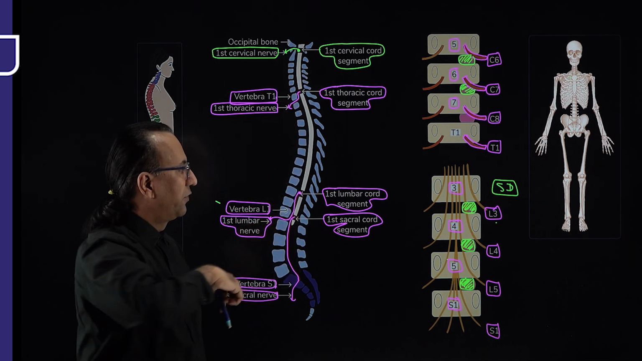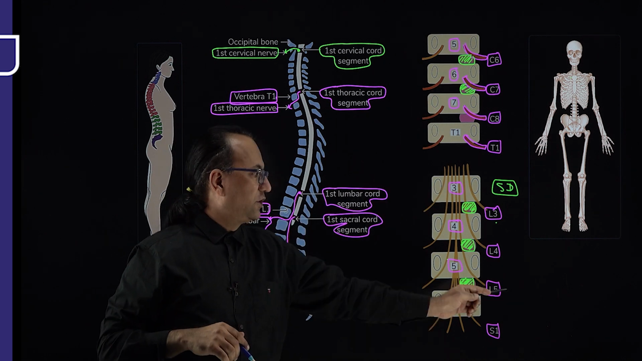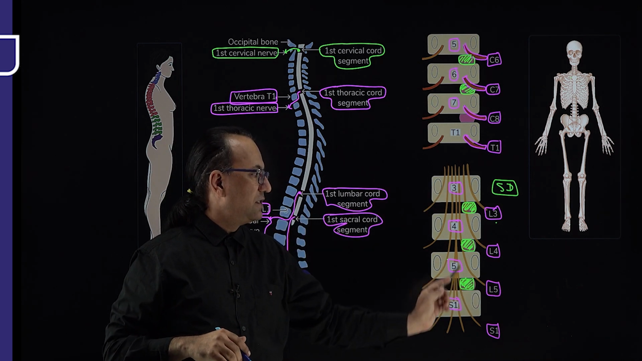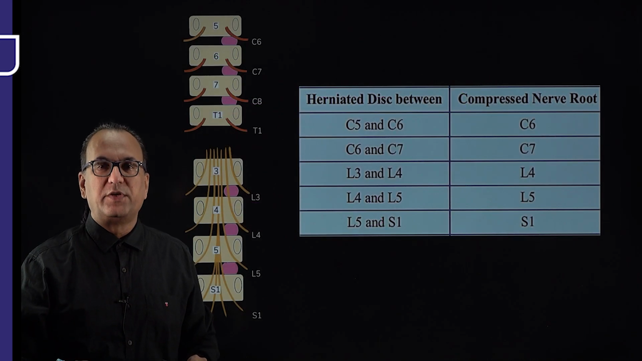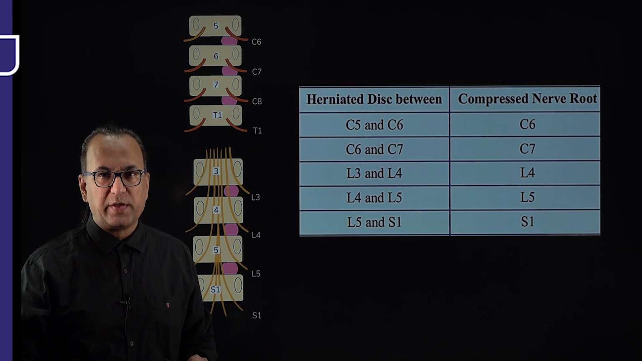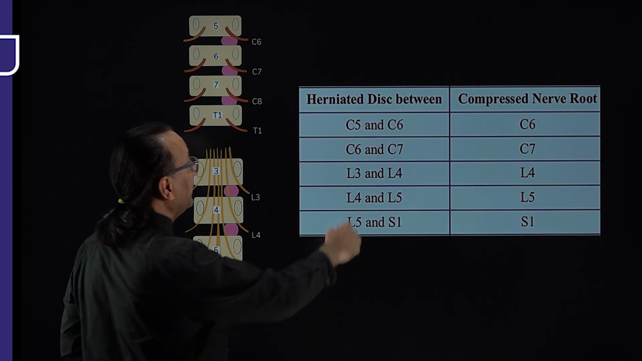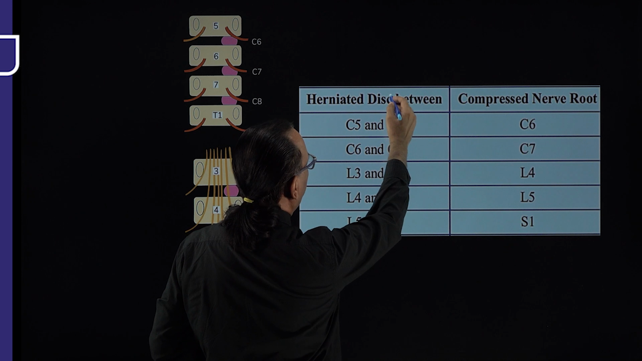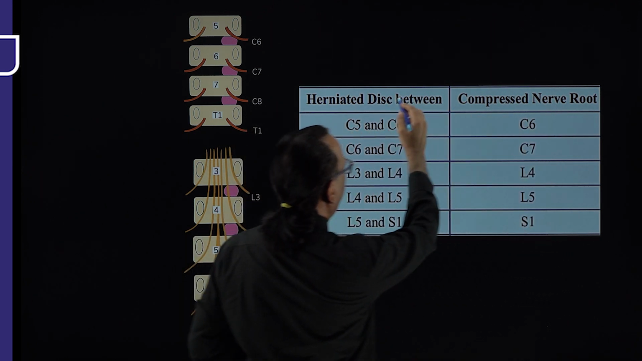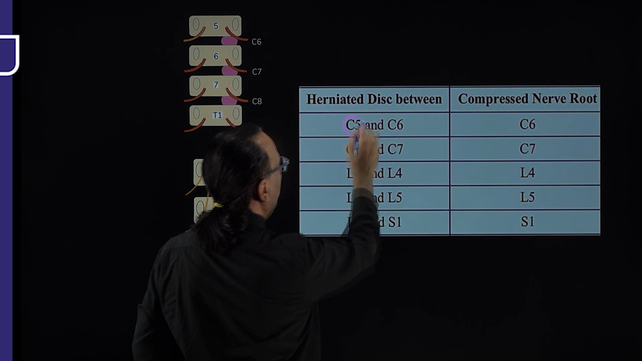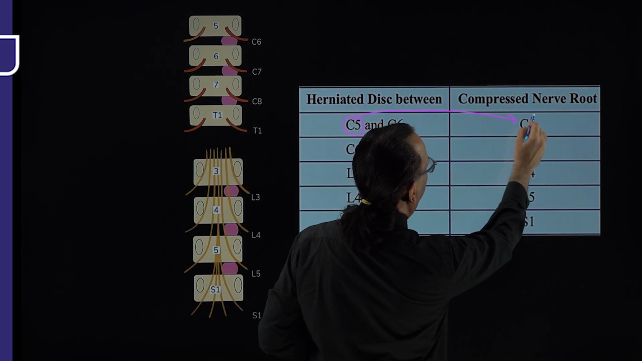Now, what about the trick? How will I know which nerve is involved when there is a slip disc at one particular level? So here is the table which can be used as a trick to reach your answer. The questions could be something like that. If there is a herniated disc between some particular level, then which nerve will be compressed? And the trick is go to the higher vertebra and add +1. That nerve will be involved.